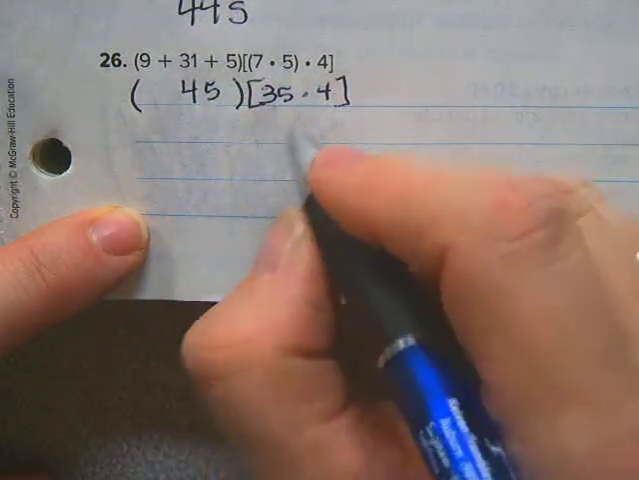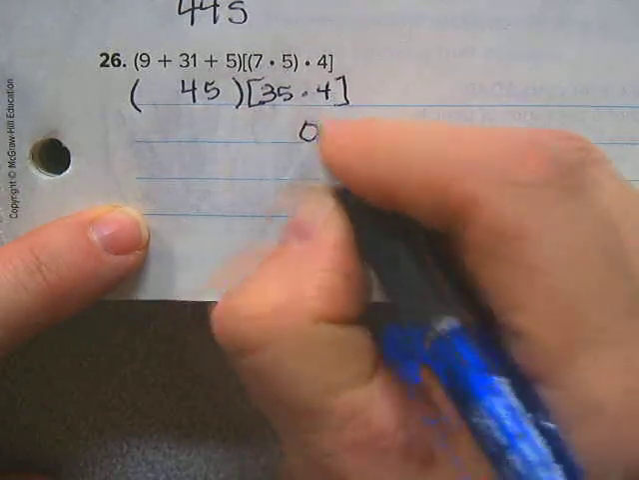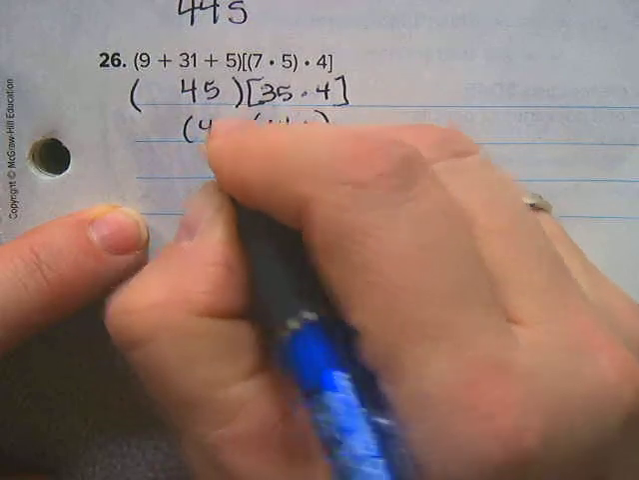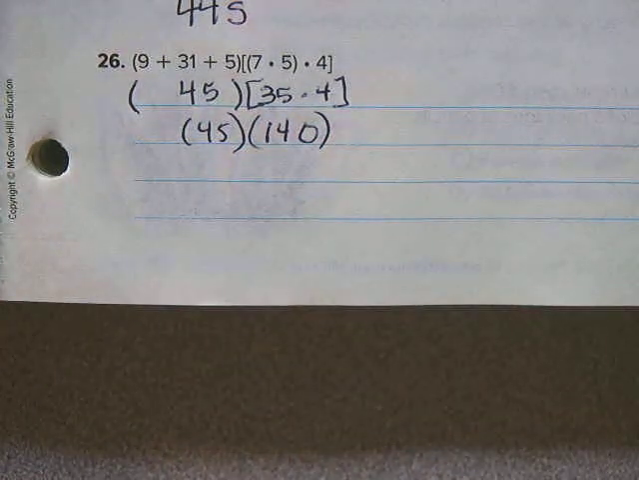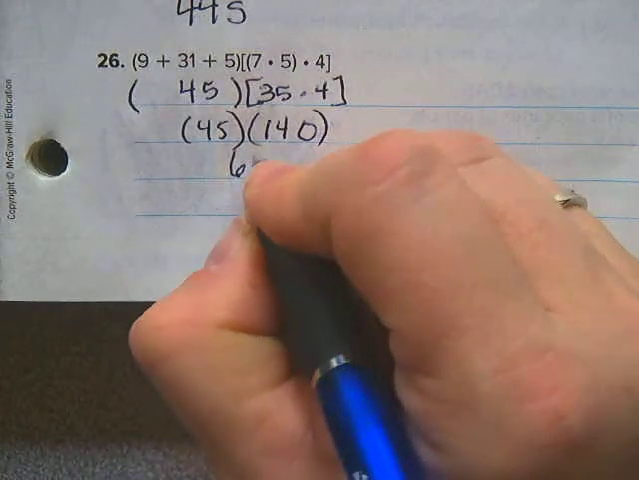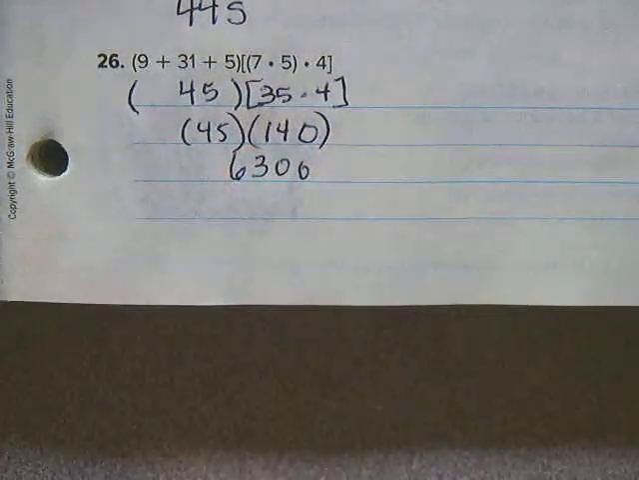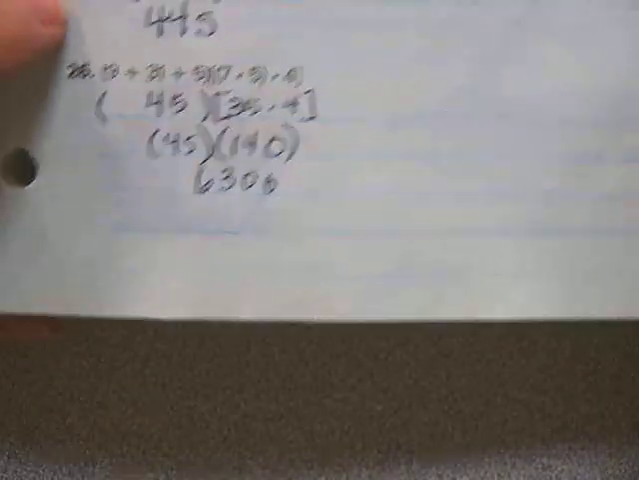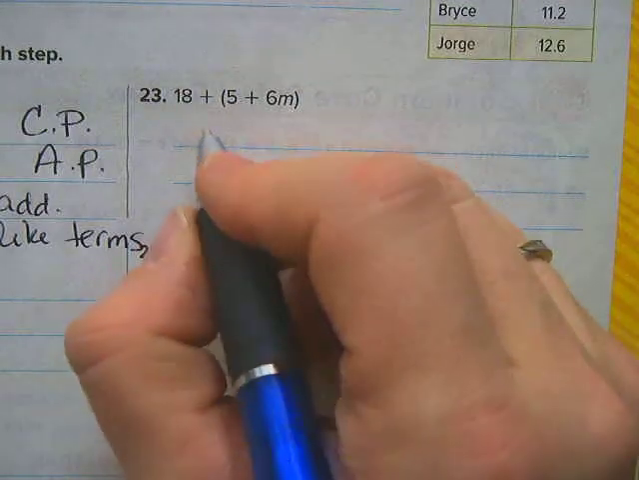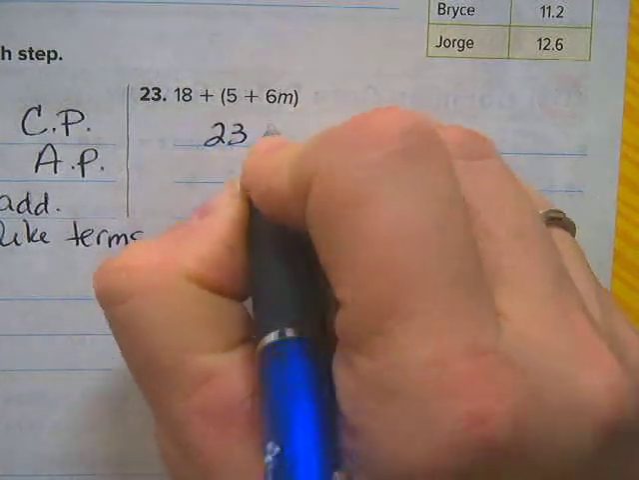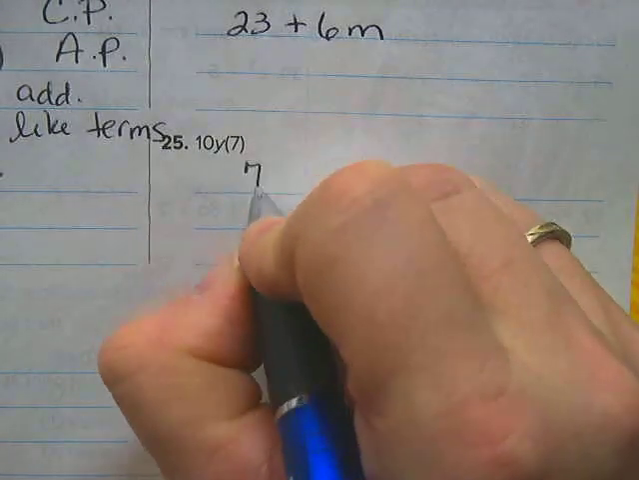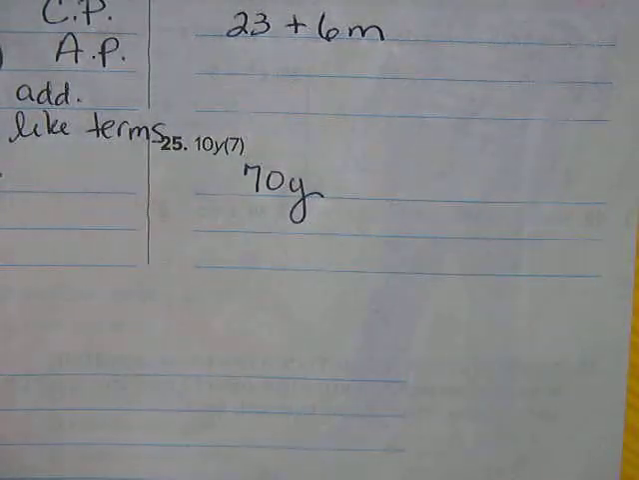Now inside of this parenthesis we can multiply. So 35 times 4 is 140 times 45. And then you simply multiply that, which is 6,300. So I just wanted to make sure that you had a chance to check those. I'm not going to go through all the steps here, but this one should be 23 plus 6m when it's simplified. And this one should be 70y.